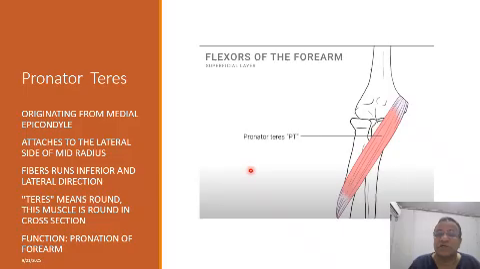It originates at the medial epicondyle and attaches at the mid shaft of the radius, and its main function is pronation of the forearm. These fibers run downwards, inferiorly and laterally, attaching into the mid shaft of the radius.